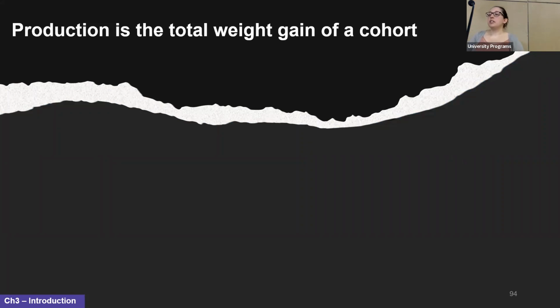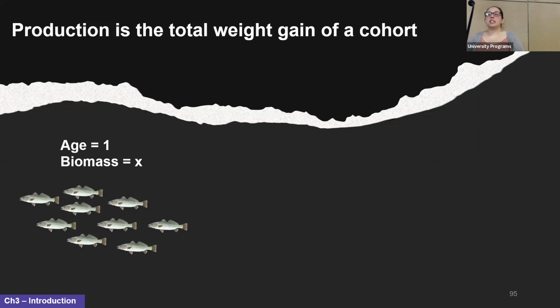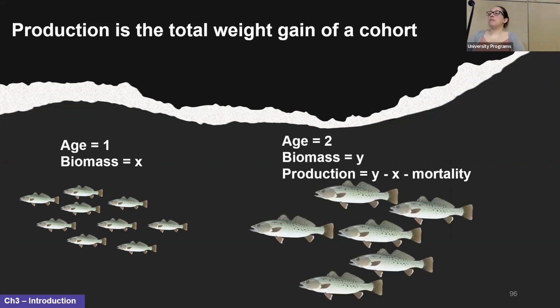Production is the total weight gain of a cohort. For example, let's say we have a cohort of trout at age 1 and their biomass is equal to X. Now we fast forward 1 year. At age 2, that same cohort has grown in size and some of the fish have died off. So the total weight gain of this cohort is equal to the production. So the production is equal to the biomass of the cohort at age 2 minus the biomass of the cohort at age 1 and minus the biomass lost from mortality.